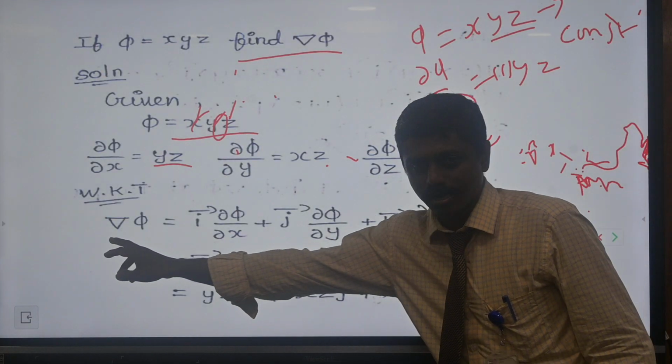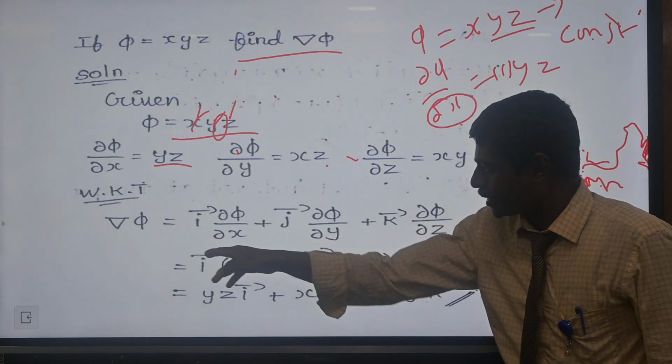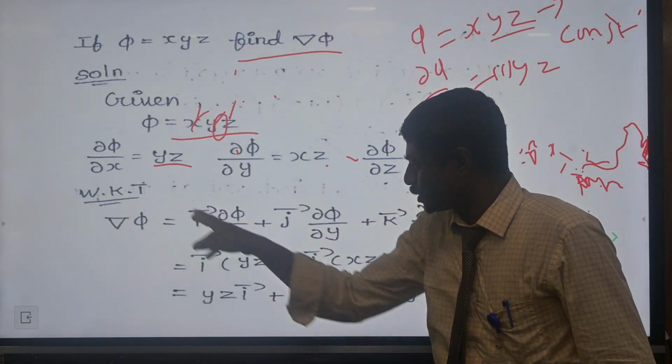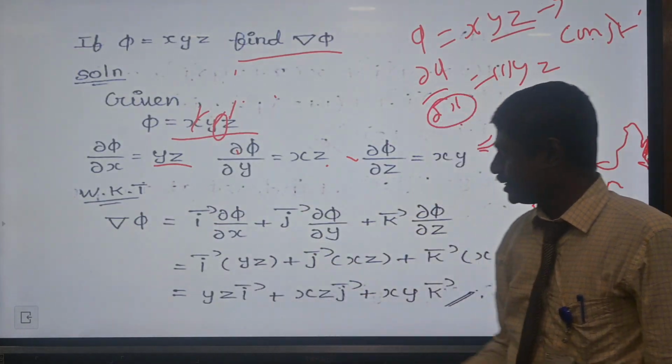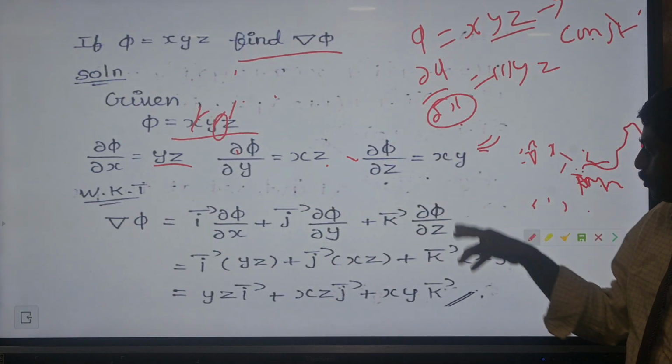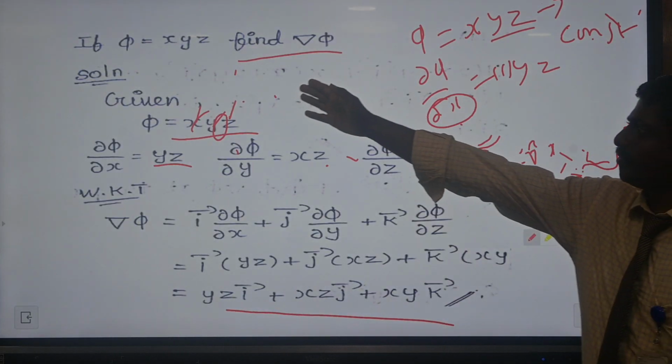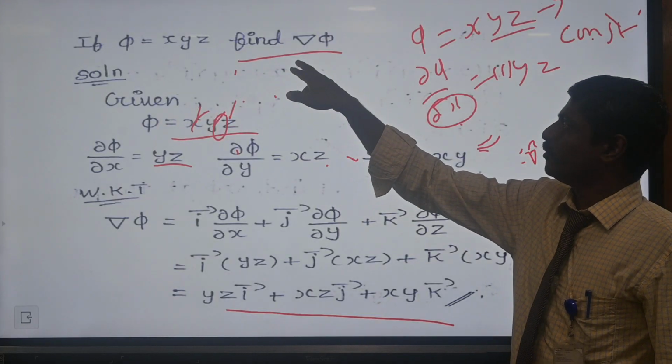Now write the formula del phi. Del phi equal to i vector dou phi dou x, similarly j and k. You just substitute the corresponding value. Dou phi dou x value is yz. Dou phi dou y is xz. And dou phi dou z is xy. Just rearrange the value. This is the answer for del phi. This is a method to find it, suppose the problem is given phi, to find the del phi.